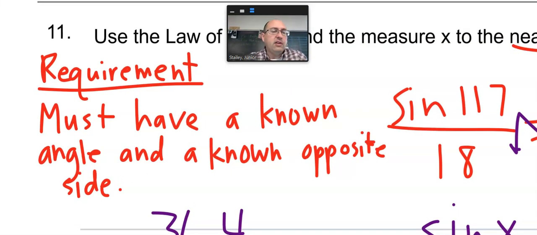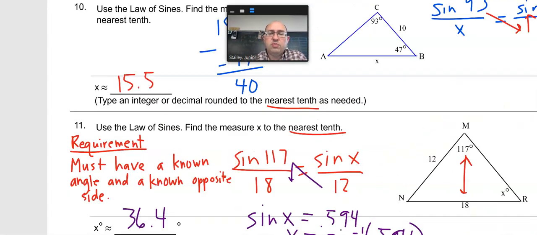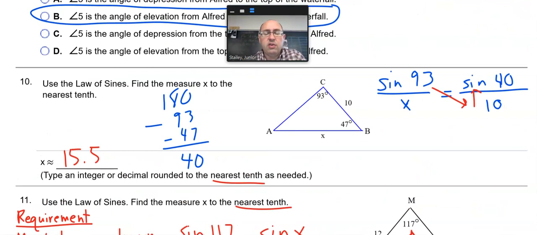Well, let me zoom in on it. You must have a known angle and a known opposite side. Remember, this is for non-right triangles. If I've got a right triangle, I'm just hitting it with SOHCAHTOA. I'm not getting all fancy. Here's your requirement. Make sure you understand this and look for it in every question that you suspect might be a non-right triangle.